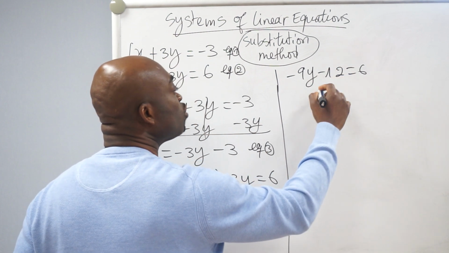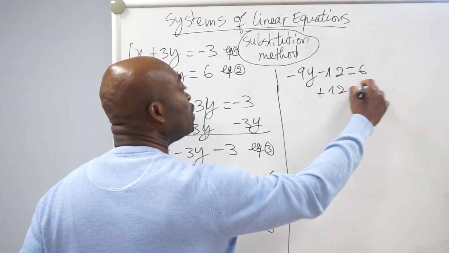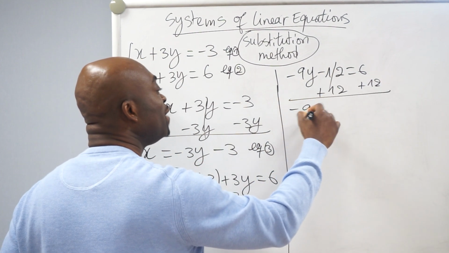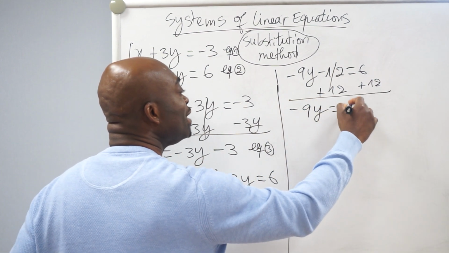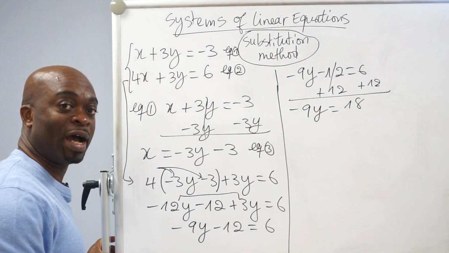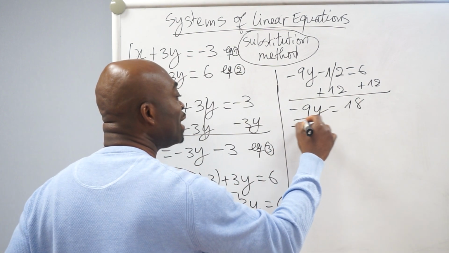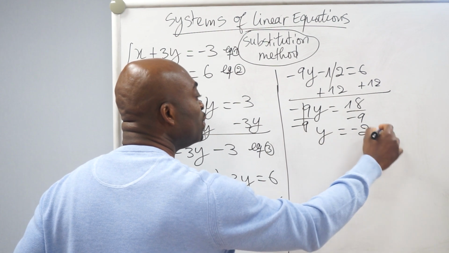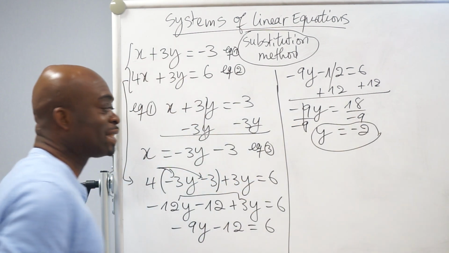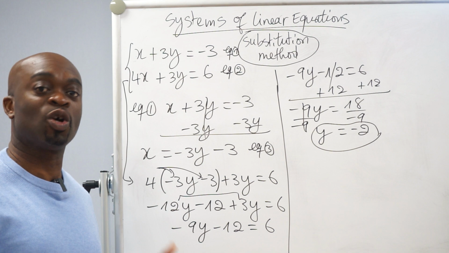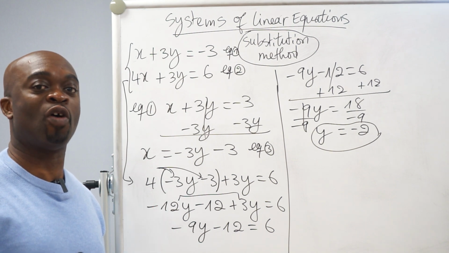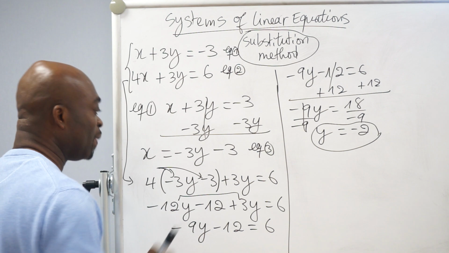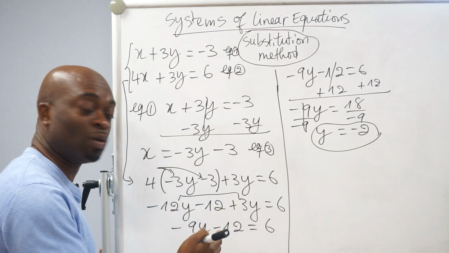We add 12 to both sides, and you end up with negative 9y equals 18. To solve for y, we divide both sides by negative 9, and we end up with negative 2. That's the value we're looking for, y. But we still have to find the value for x, because both of them are what we're looking for. Now, how do we do that, now that we have y?